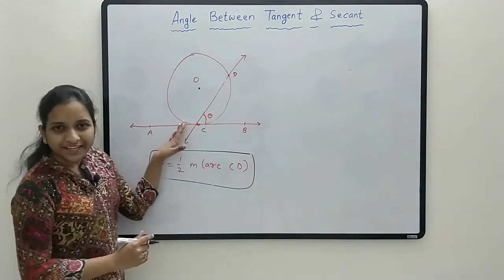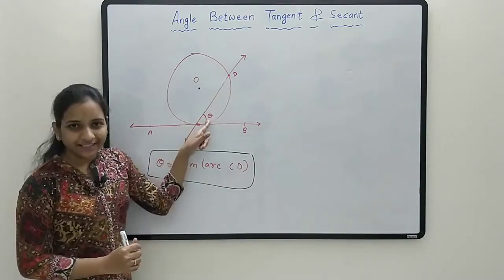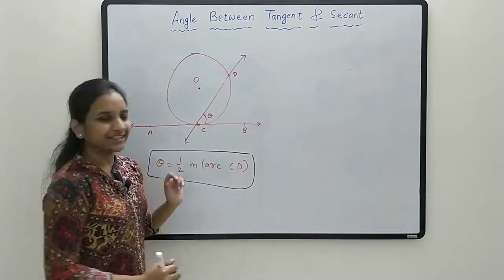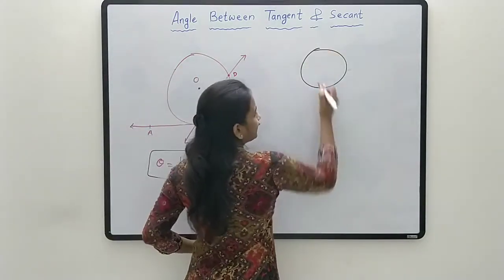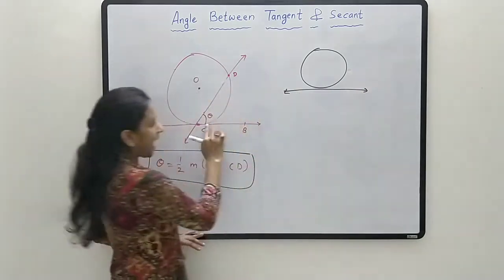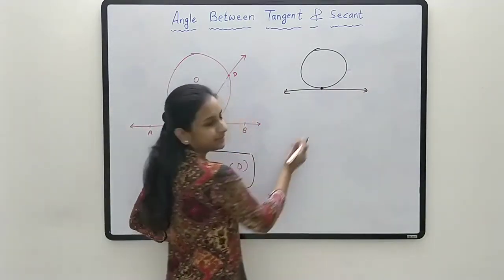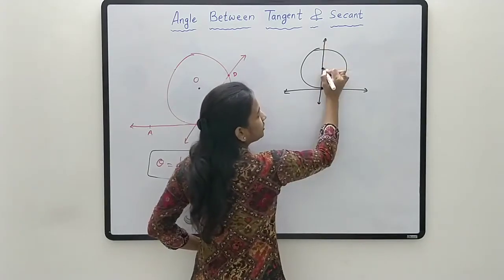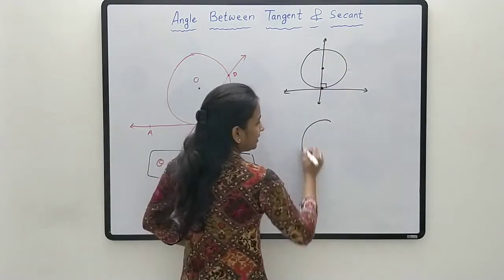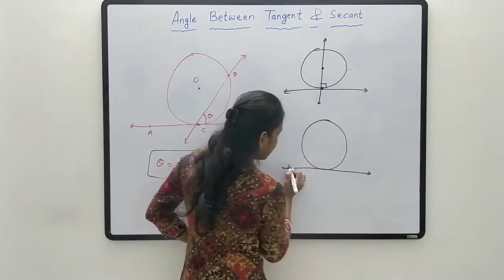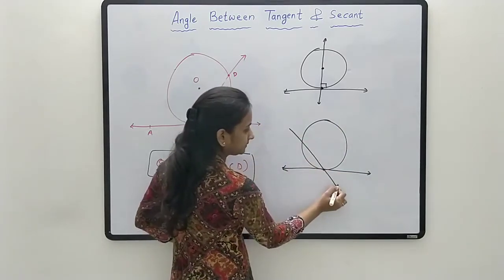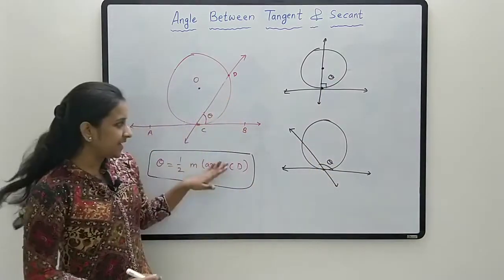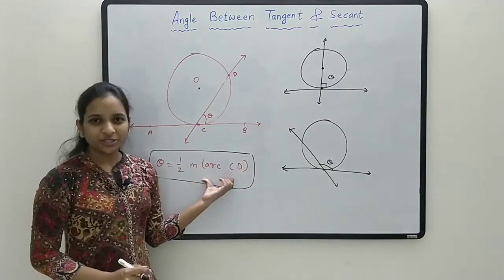Here there are three cases. See, this angle theta can be an acute angle or 90 degrees or an obtuse angle. So the secant will be like this. See, this is an acute angle. When theta is 90 degrees, then the secant is like this, which passes through the center. When theta is an obtuse angle, then the secant is like this. Okay. In all three cases, this formula holds true.